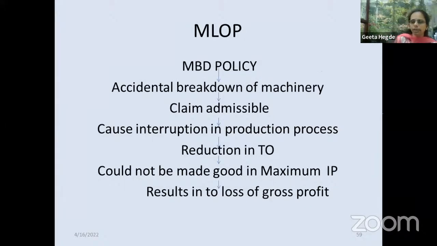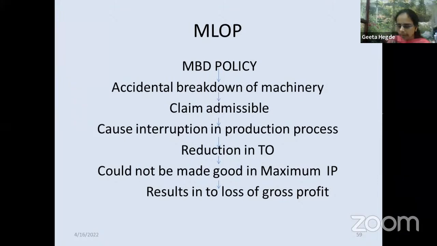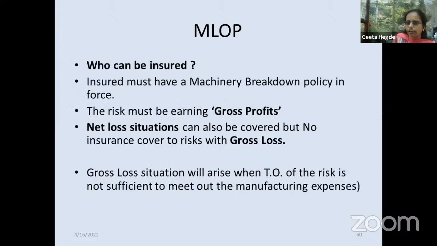There is an MBD policy compulsorily. Then there is accidental breakdown of the machinery. The claim should be admissible. Then a cause of interruption in the production process should be there, which should result in reduction in the turnover, which can be made good in the maximum indemnity period, and it will result in loss of gross profit, similar to FLOP. It starts from the MBD policy, damage to the machine, claim, then reduction in turnover and loss of gross profit.